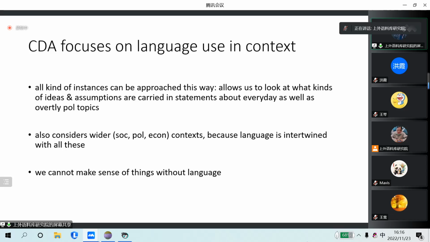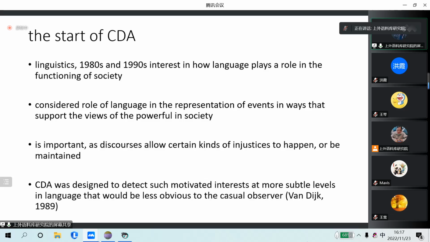In any case, CDA also considers the wider social, political, and economic context, because language is intertwined with all these. We cannot make sense of things without language. So rather than other tools where sometimes we don't look at context, in fact, it is very important for CDA to be aware of context, and of when these instances of communication that we're looking at came to be.